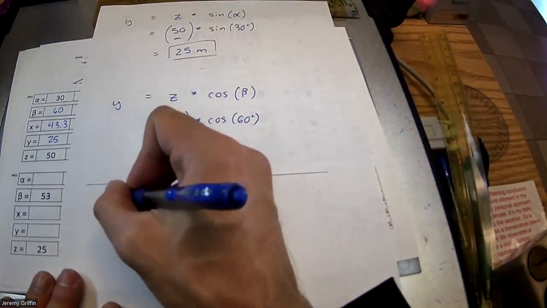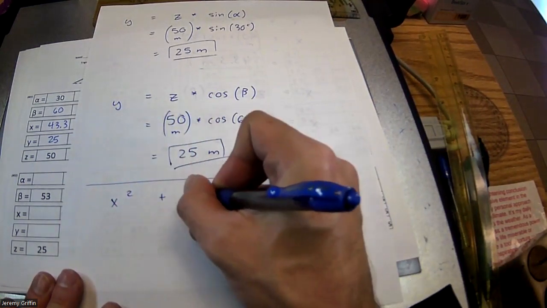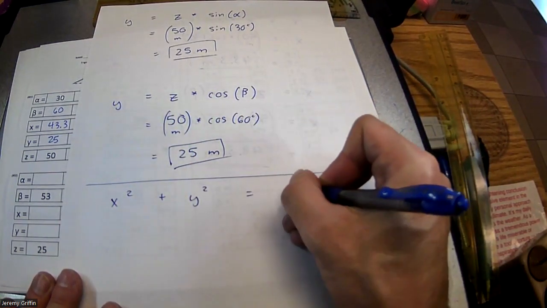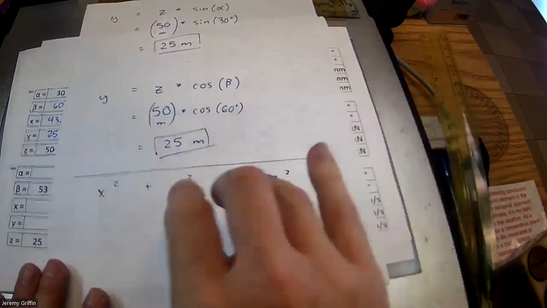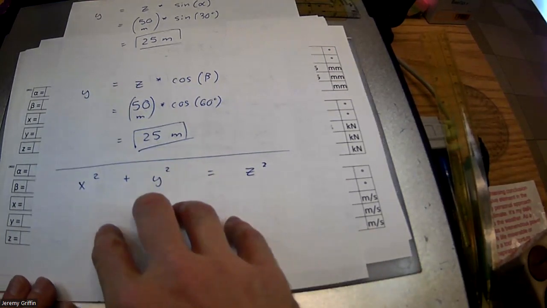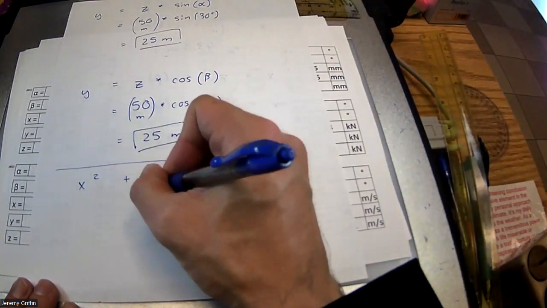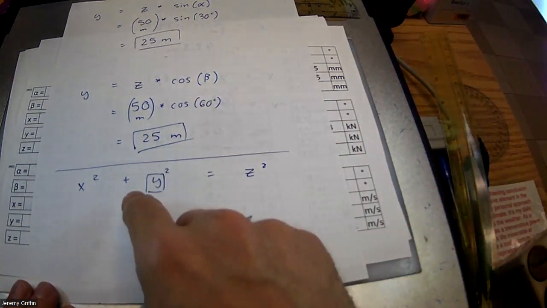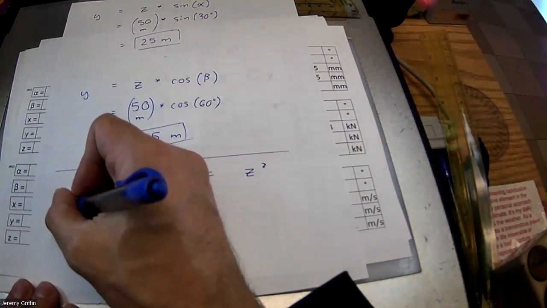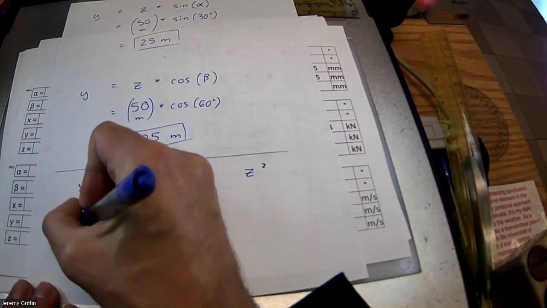Let's try it out. So x squared plus y squared equals z squared. Okay. Now, notice if you do Pythagorean theorem, that has nothing to do with the angles other than you have to have a right triangle. Okay. But it's everything to do with the sides. Could you solve for y knowing everything else?